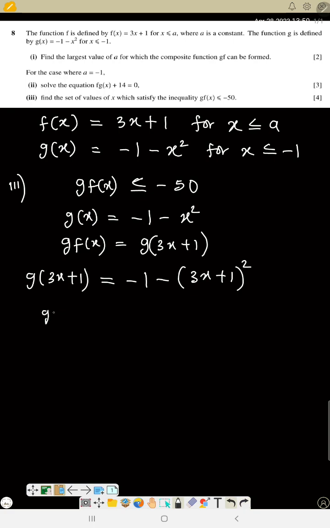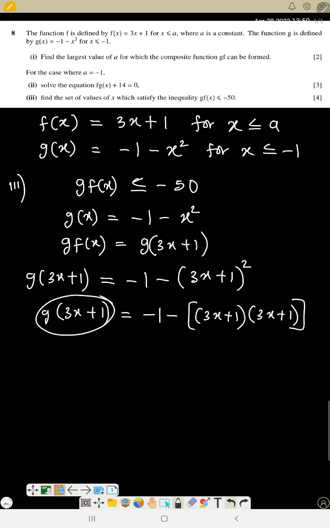So G of 3s plus 1, that's G of f of s, equals minus 1 minus, open the brackets, so this will be 3s plus 1 times another 3s plus 1. So now this G of f of s is given. We said the G of f of s is less than or equal to minus 15. But let's expand this so we can get G of f of s. So that is this value, so we have used it.